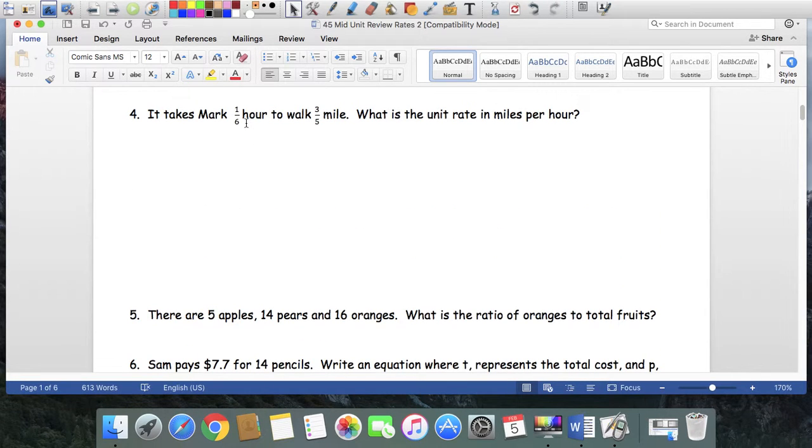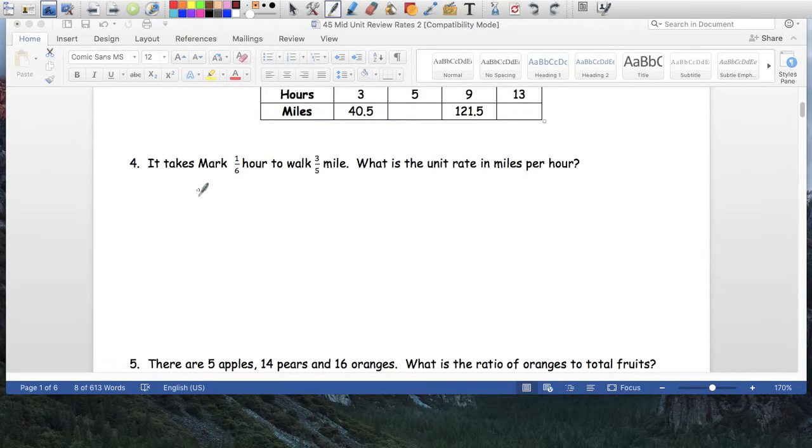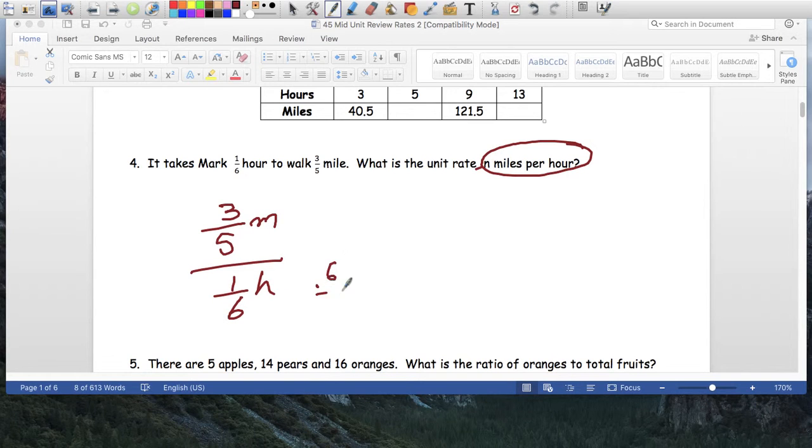It takes Mark 1/6 of an hour to work 3/5 of a mile. Entonces aquí va a estar, what's the unit rate in miles per hour? Por hora. Entonces la hora va para abajo. 3/5 of a mile, 1/6 of an hour. Times 6 over 1.